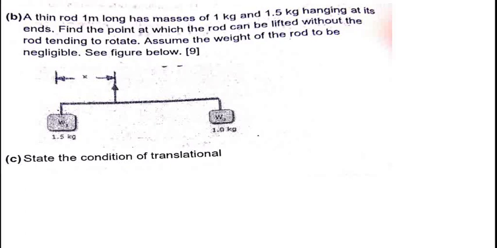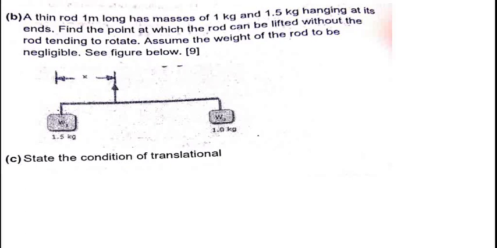In this video we are going to talk about static equilibrium. So I have got a problem which is saying a thin rod 1 meter long has masses of 1 kg and 1.5 kg hanging at its end. Find the point at which the rod can be lifted without the rod tending to rotate. Assume the weight of the rod to be negligible.